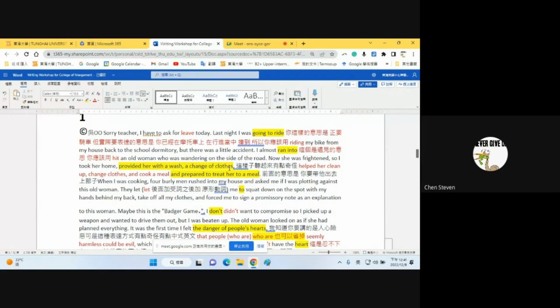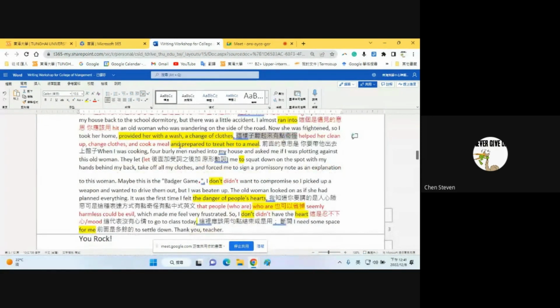Now, she was frightened, so I took her home, okay? And then I think here's a problem here. "Provided her with a wash and a change of clothes." I think that sounds a bit seductive. Okay, 我觉得这样子有点奇怪。So I changed it to "I help her clean up, change clothes and cook a meal." Okay, and then he has it originally "and prepare to treat her to a meal." And then my comment here goes, according to the highlighted area, I think you are taking her out to a restaurant for dinner. You are not cooking it at home.